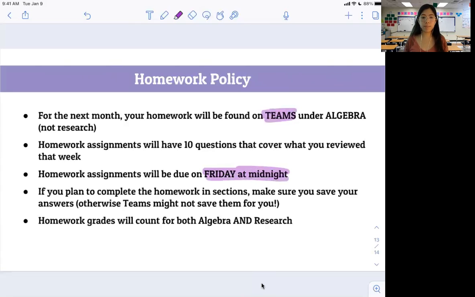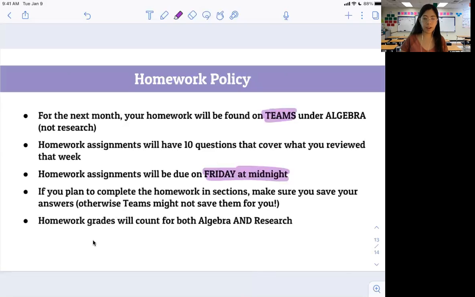If you plan to complete your homework in sections, so let's say you want to do 2 questions tonight and 2 questions tomorrow night, and do it little by little, just make sure that you save your answers on a separate sheet of paper. Because if you start the assignment and then X out of it, I don't know if it always saves your work. So just make sure that you have it written down somewhere else, and that way, when you go back to it, you can put what you had.